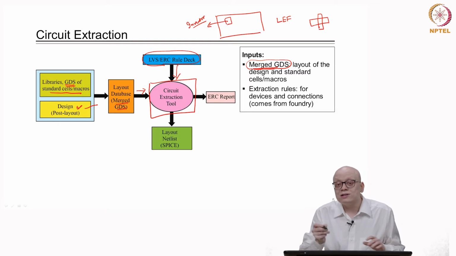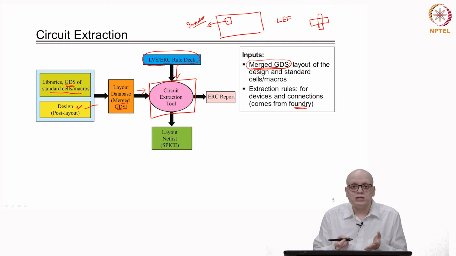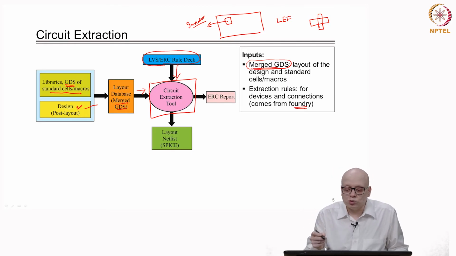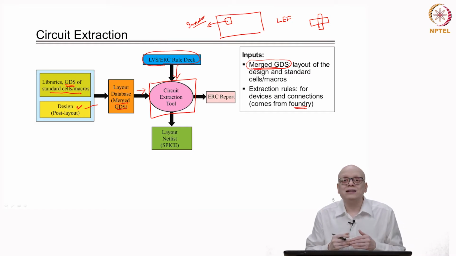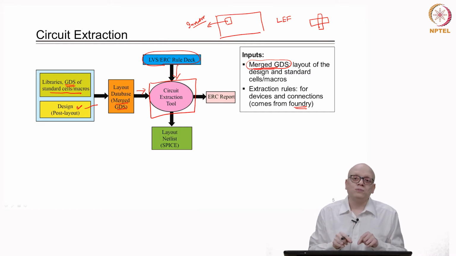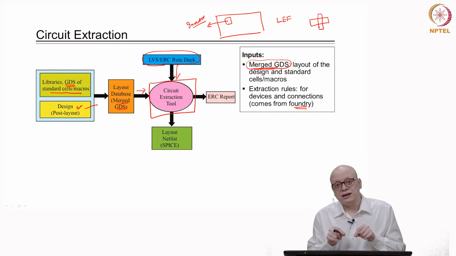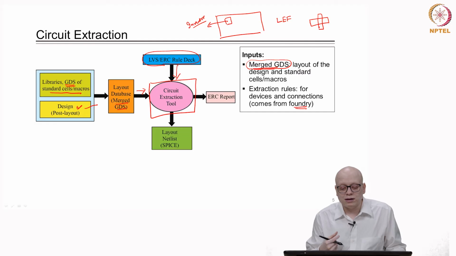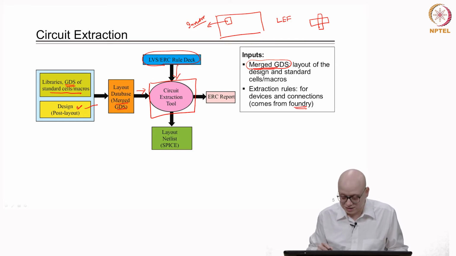Now, these extraction rules will come from the foundry and will differ for different technologies. For example, for 22 nanometer it will be a different set of LVS or ERC rule decks, and for, say, 7 nanometer it will be quite different, right. So, the information on how to extract the devices from the layout comes from the foundry, and it is encoded in some format that the tool can understand, and the files that we use in our design flow are known as rule decks. In this case, the LVS rule deck or ERC rule decks are typically used for circuit extraction, right.